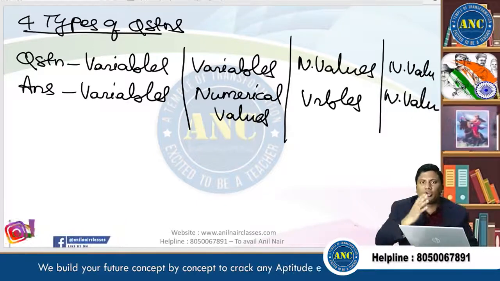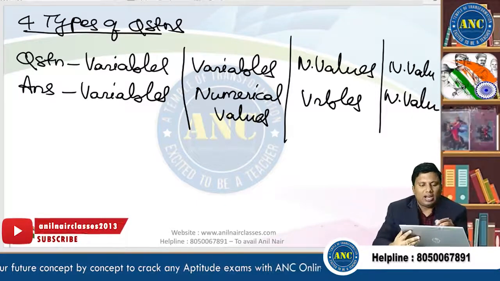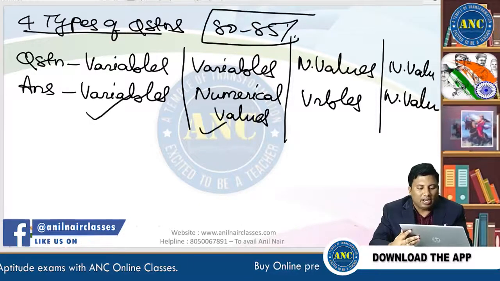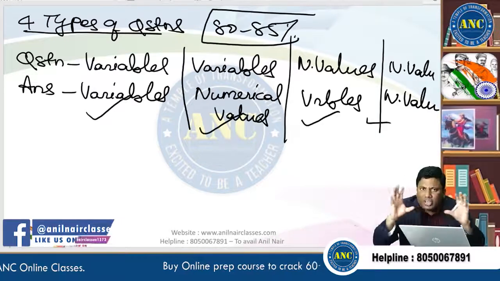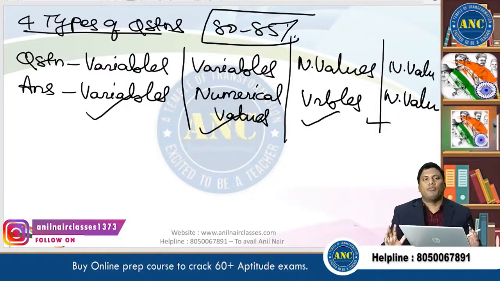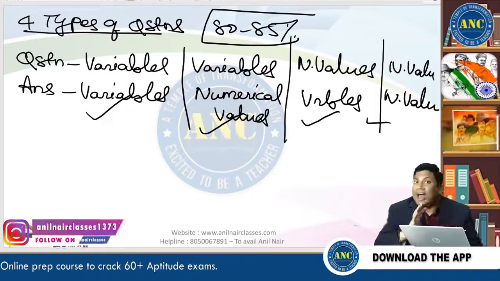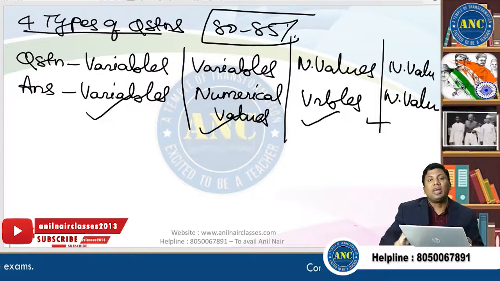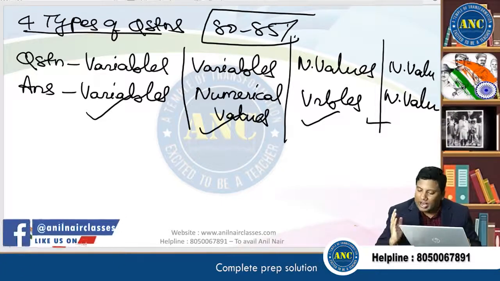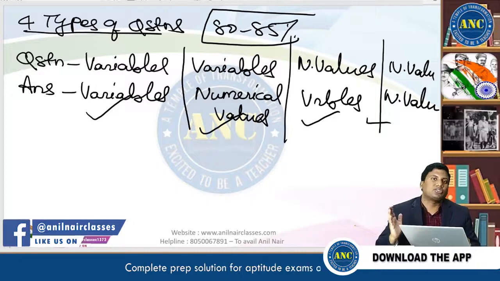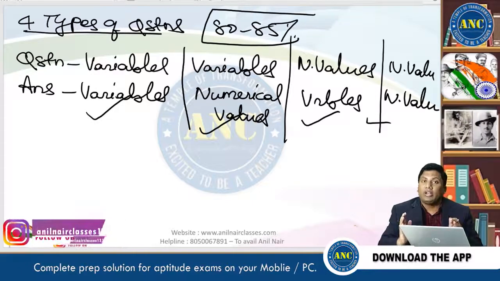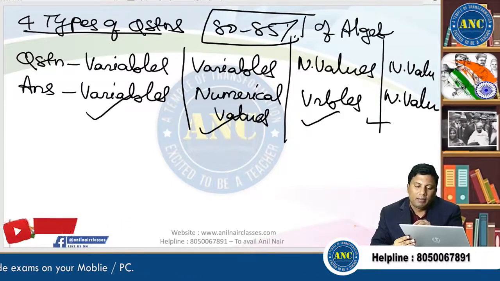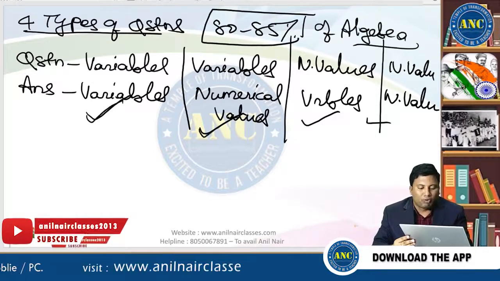You take any question in algebra, more or less 80 to 85% of the questions come under one of these sets. What is that set? Question will have variables, answer also will have variables. Question will have variables, answer will be numerical values. Question contains numerical values, answer contains variables. Question contains numerical values, answer also contains numerical values. 80 to 85% of algebra questions can be solved using any of these 4 methods.